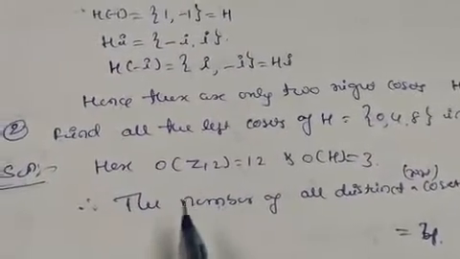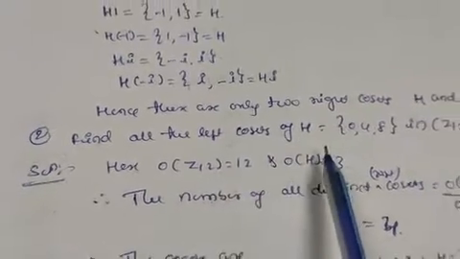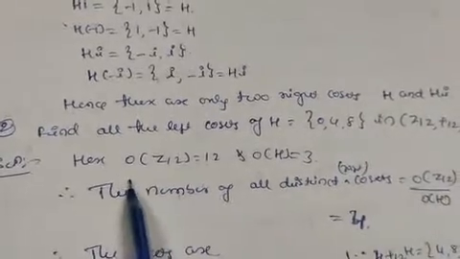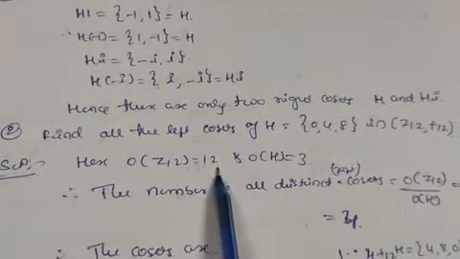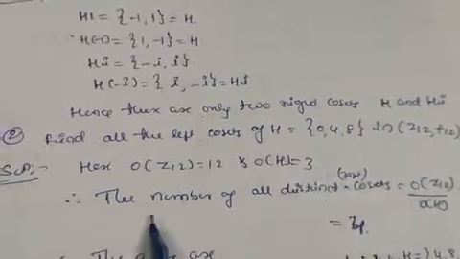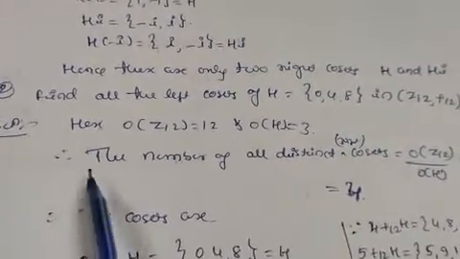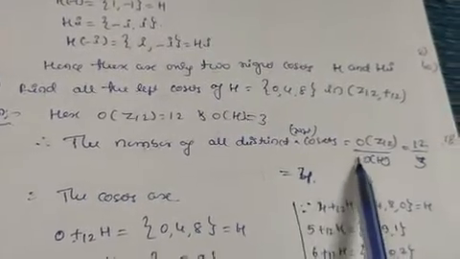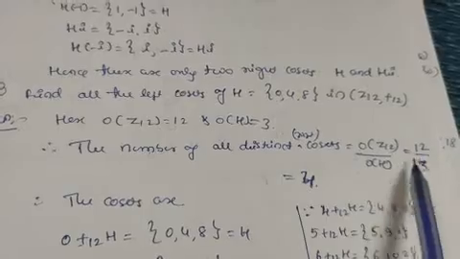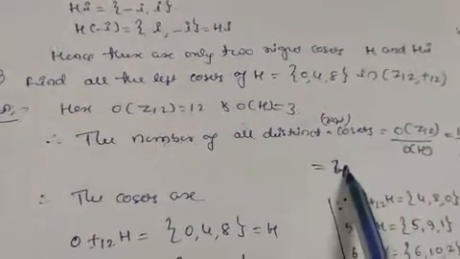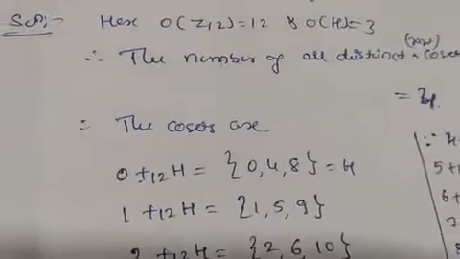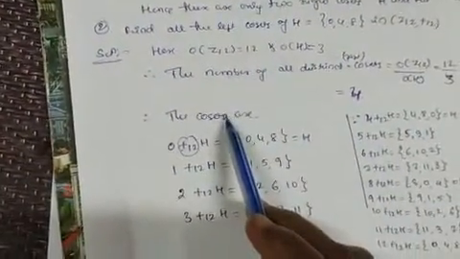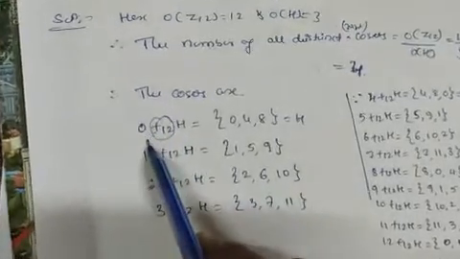Let us take one more example. Find all the left cosets of H equals {0, 4, 8} in Z12 under addition mod 12. So here the order of Z12 is 12 because it contains 12 elements and the order of H is 3. And we know from Lagrange's theorem, the number of all distinct right or left cosets is equal to the order of Z12 divided by the order of H. It is equal to 12 by 3, which is 4. So this type of example we had in the previous case. Here it is left cosets. You have to add elements on the left side.